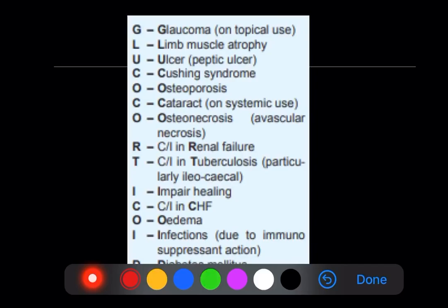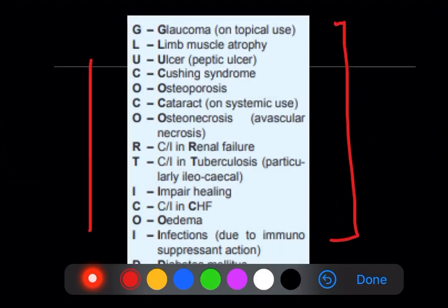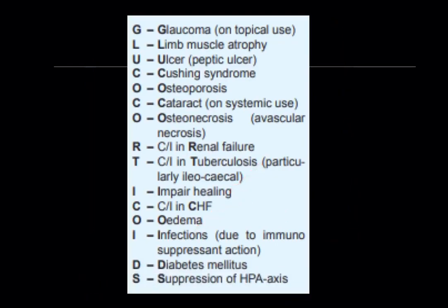So this is a mnemonic actually, which you can try to remember. Okay, so the glucocorticoids, the mnemonic has its answer. So glaucoma, muscle atrophy, ulcers, Cushing syndrome, osteoporosis, cataracts on systemic use, and osteonecrosis. And it's completely contraindicated in renal failure, and also contraindicated in tuberculosis, and also in congestive heart failure. Then impaired wound healing, edema, infections, and diabetes mellitus, and also suppression of the HPA axis.